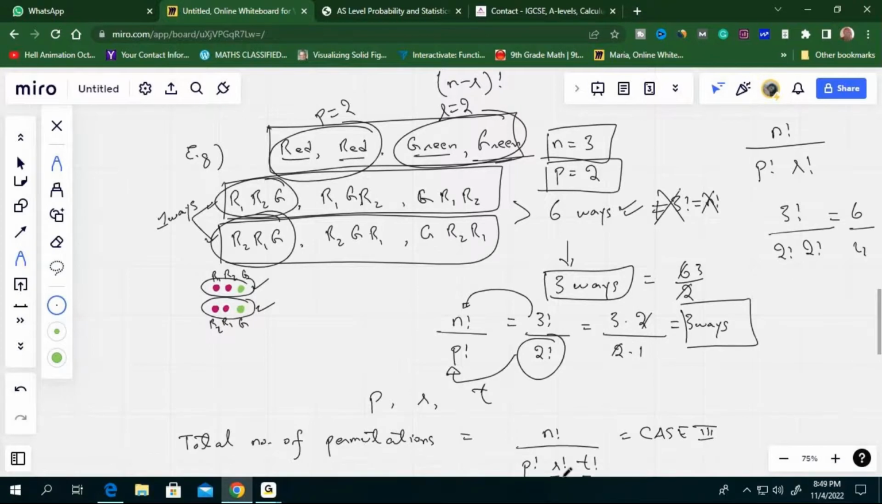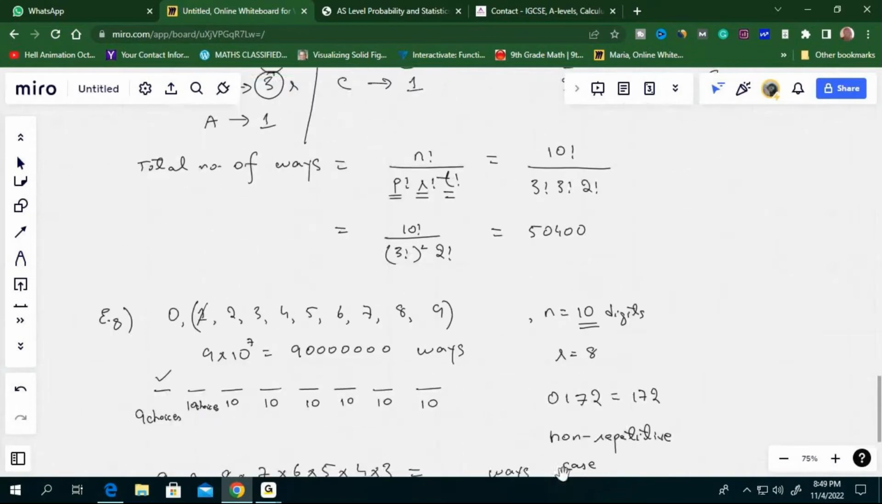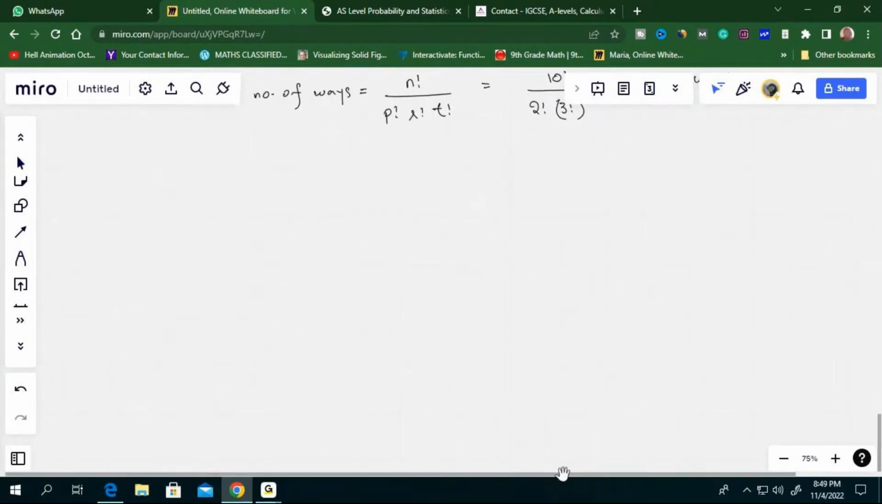So this is actually quite an absurd case, but I'm just trying to maintain the concept of how we have derived the formula here. This is the reason why you divide by p factorial, r factorial, and t factorial. This is the way to get the correct number of combinations here.